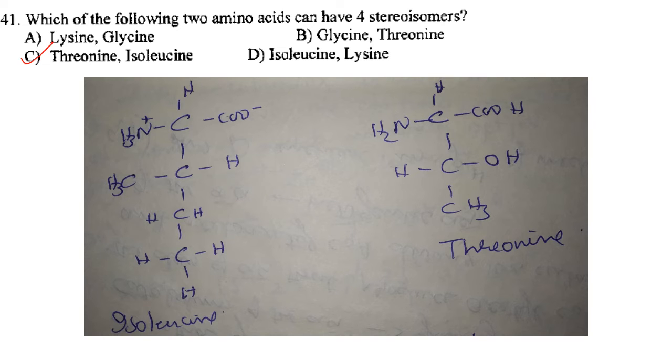Then which of the following two amino acids can have four stereoisomers? So threonine has two chiral centers, therefore this is threonine. It has got how many? Two chiral centers, 1, 2. So 4 possible stereoisomers. Then this is isoleucine. Isoleucine is also having two chiral centers, one here and one here. And so, therefore, 4 stereoisomers are possible. So threonine and isoleucine are the answers. So option C is the answer.